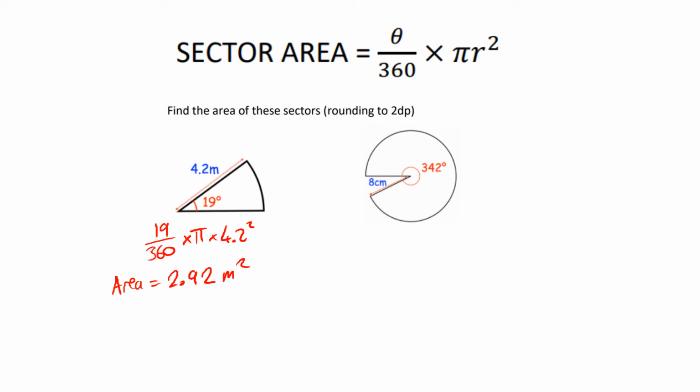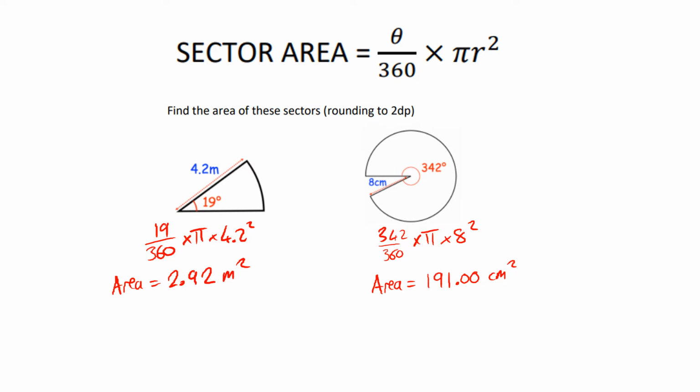Okay, you have a go at the one on the right. I'll show the answers in 3, 2, 1. And there you go. You should get 191 centimeters squared, to two decimal places, I'll just include them as well.